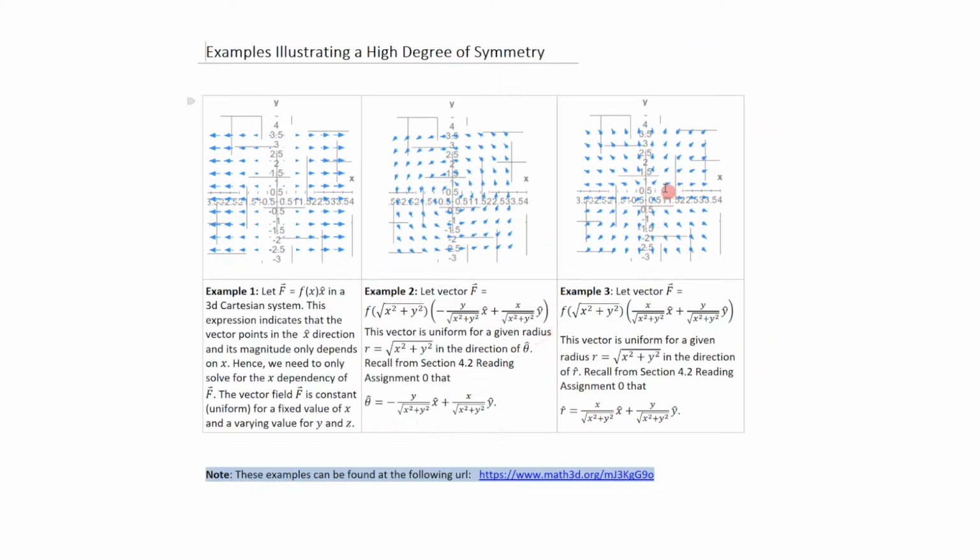The last example would be, for instance, if the field is radial. If we were to draw a circle with constant radius, along that periphery the field lines would all be pointing in the same radial direction, and their magnitudes would be the same. So it would be uniform on a given circle of radius r, and the magnitude would depend only on the function r. Notice as you move outwards, the length of these arrows is changing, which means the magnitude is changing as a function of r. So this is what we mean by establishing the degree of symmetry, and these are examples of a high degree of symmetry. You can find these examples at this particular link if you wish.